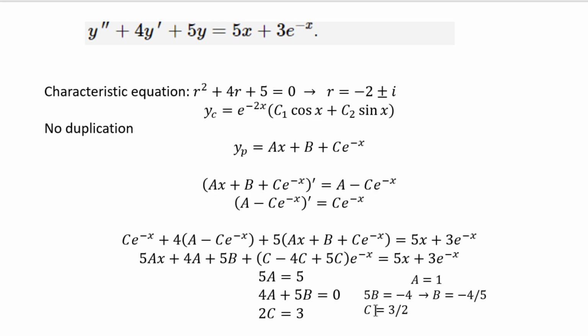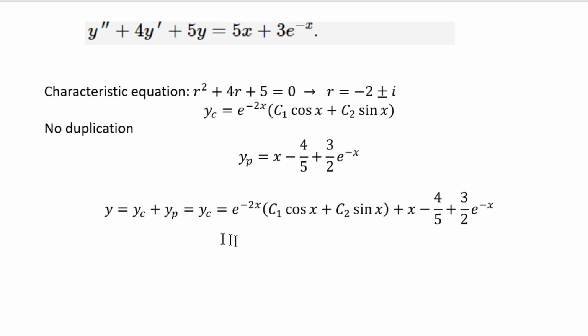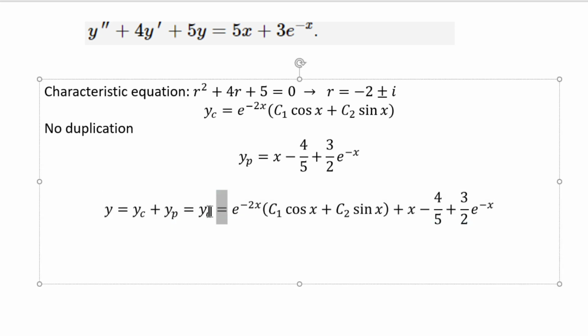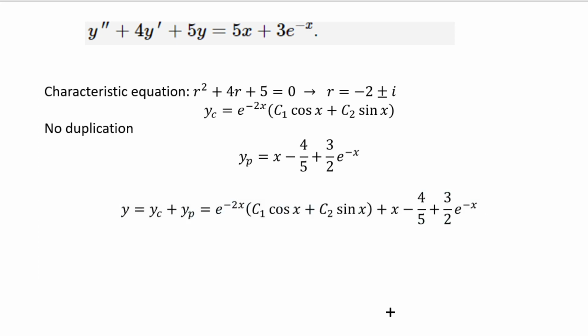Once you get these solutions, now you can plug them back into your yp, and you found the particular solution. These are plugged into here. And that's pretty much it. Now all you have to do is combine them. y is equal to the complementary solution plus the particular solution. y is complementary plus particular, and that's equal to these two added together.